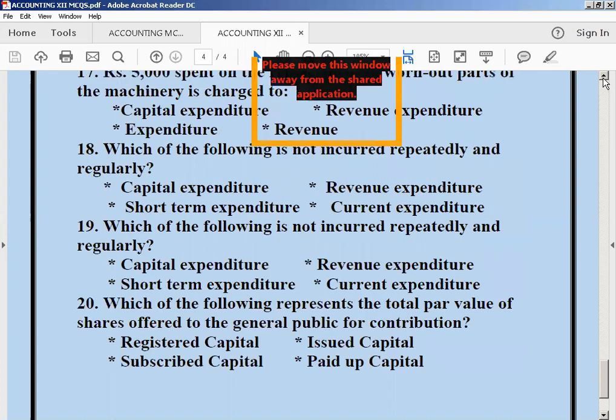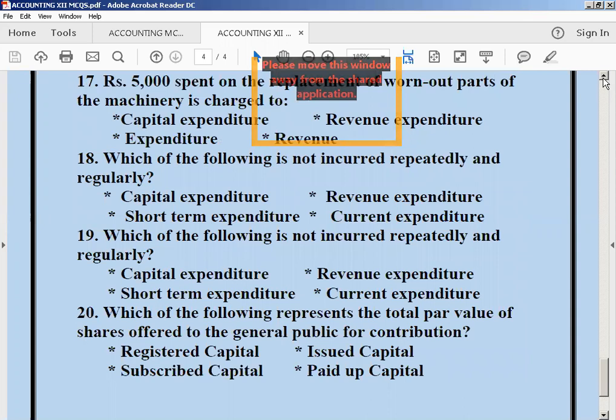Which of the following is not incurred repeatedly and regularly? So again, when the word is "not", you have to choose the negative one. Wait for a while. Capital expenditure, revenue expenditure, short term expenditure, current expenditure. Then we have which of the following is not incurred repeatedly and regularly.